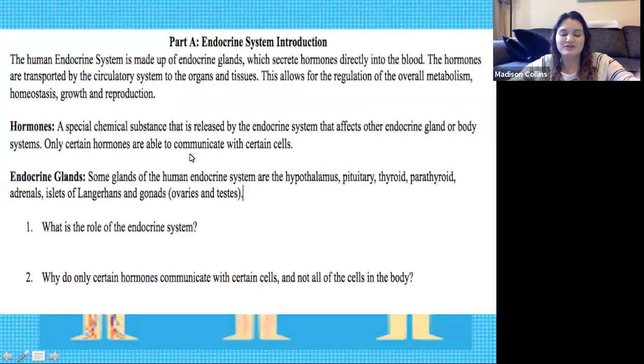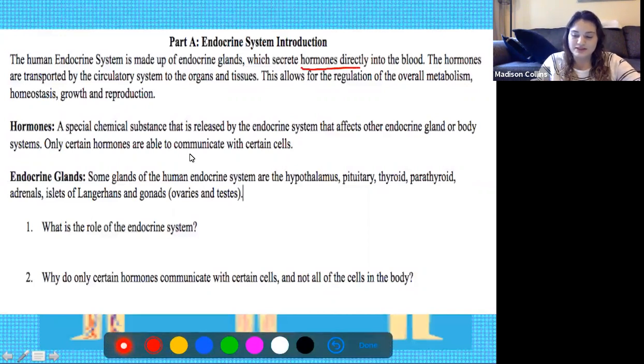So let's get started. The very first thing we're going to do today is read an introductory passage on what exactly is the endocrine system. And as always, as I read through this passage, I want you guys to make important annotations on your paper. So highlight any important words or phrases that will help you answer questions 1 and 2. All right. The human endocrine system is made up of endocrine glands, which secrete hormones directly into the blood. The hormones are transported by the circulatory system to the organs and tissues. This allows for the regulation of the overall metabolism, homeostasis, growth, and reproduction.